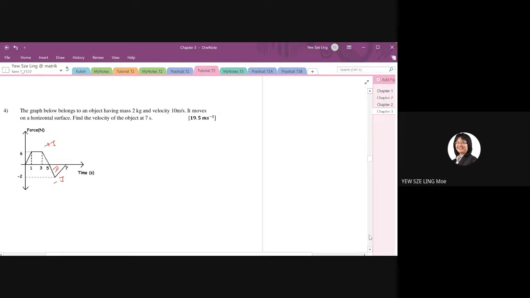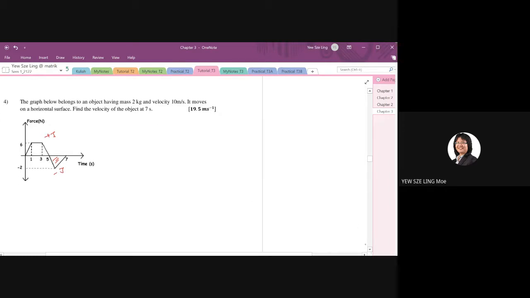So tomorrow we'll be discussing graph questions and your lab report. So make sure you enter tomorrow's class with data, with your complete table. So I think that's all for today. If no questions, then you may leave the class.